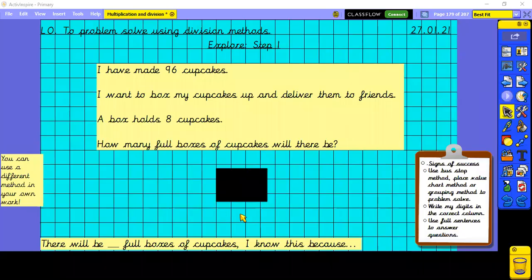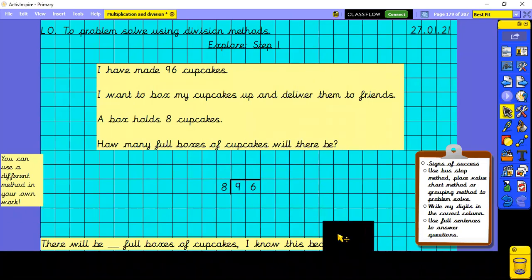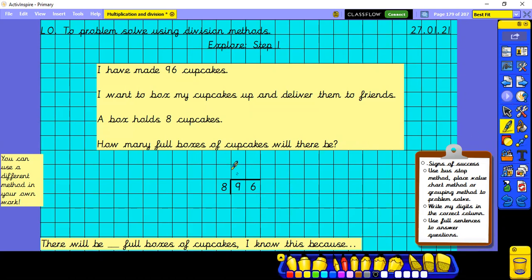Okay, so I'm going to use the bus stop method as it's the easiest one to show you, but you can use the place value chart, grouping or the bus stop method in your own work. So this problem here is asking us to divide 96 by 8 because there's 96 cupcakes and one box holds 8 cupcakes. So we need to see how many boxes we're going to have. So I'm going to start by thinking, how many times does 8 go into 9? And 8 goes into 9 once because it's smaller than 9, but we have 1 left over because 8 add 1 is 9.